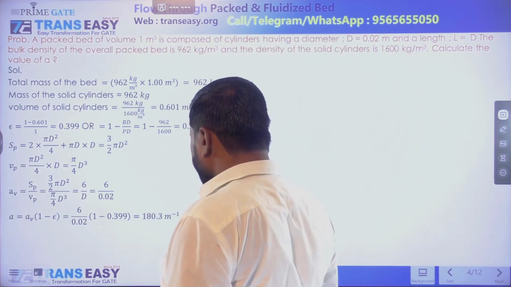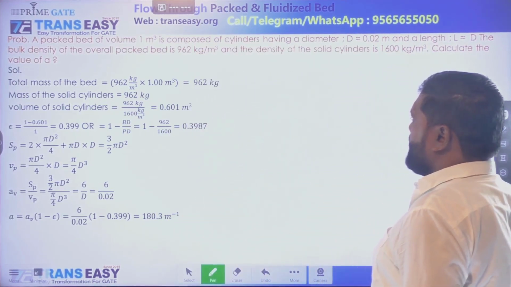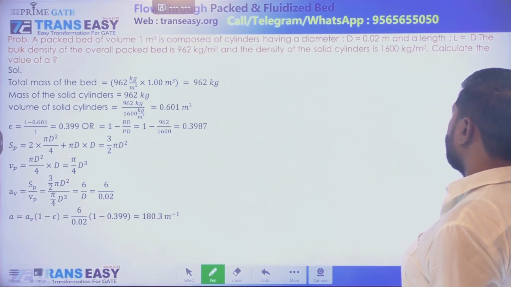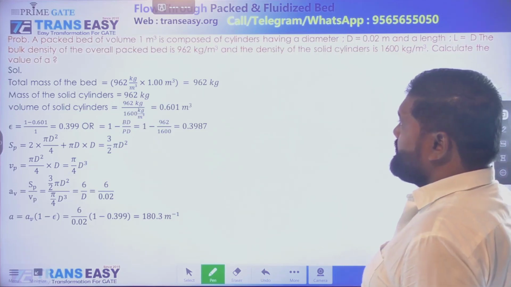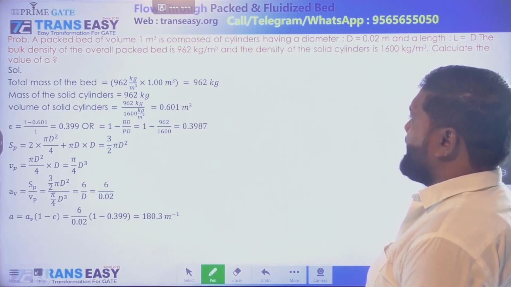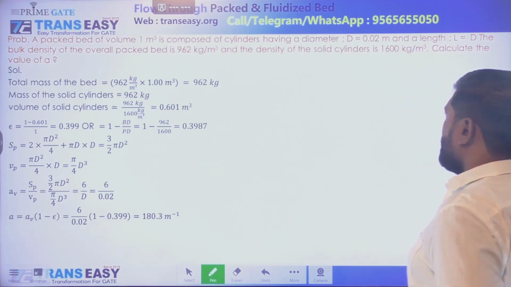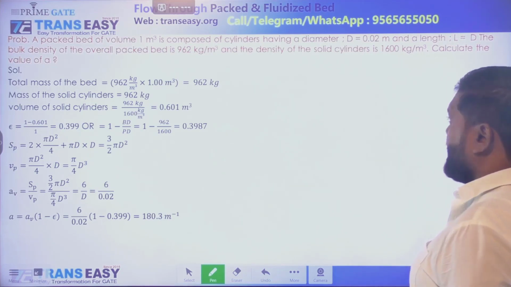This is the problem. A packed bed of volume 1 meter cube is composed of cylinders having a diameter d equal to 0.02 meter, and length equal to the diameter of the cylinder also. The bulk density of the overall packed bed is 962 kg per meter cube and the density of the solid cylinder is 1600 kg per meter cube. Calculate the value of A.